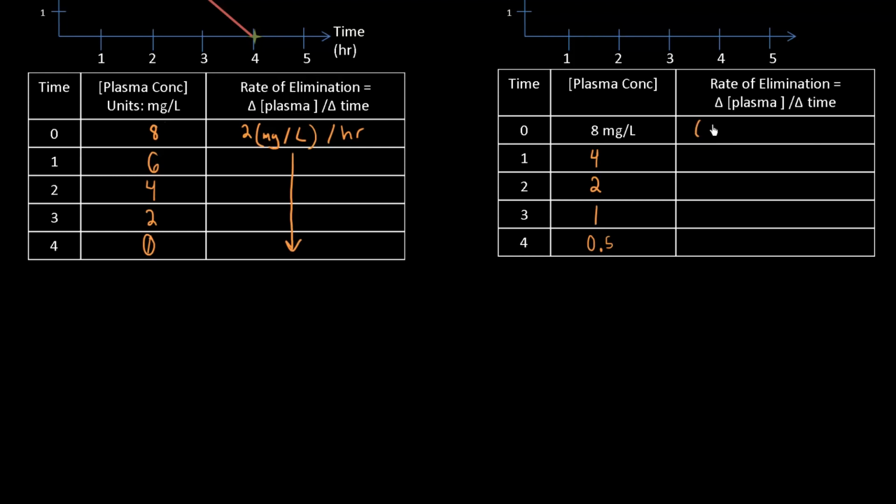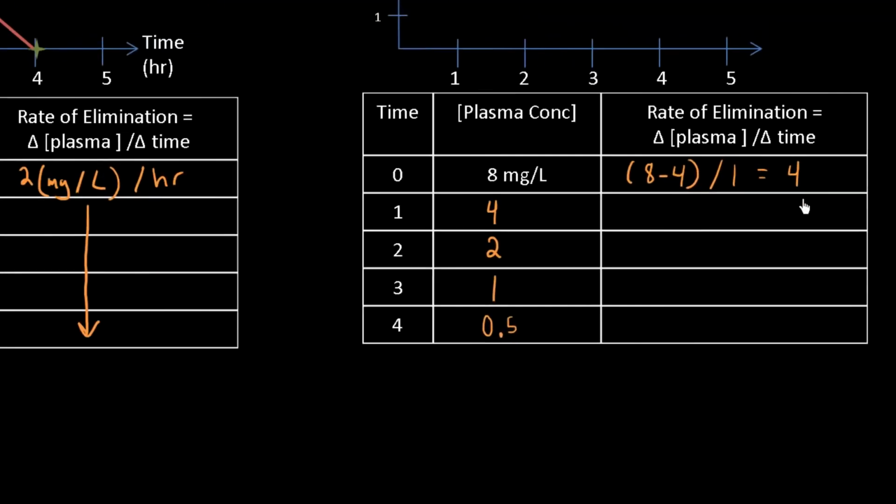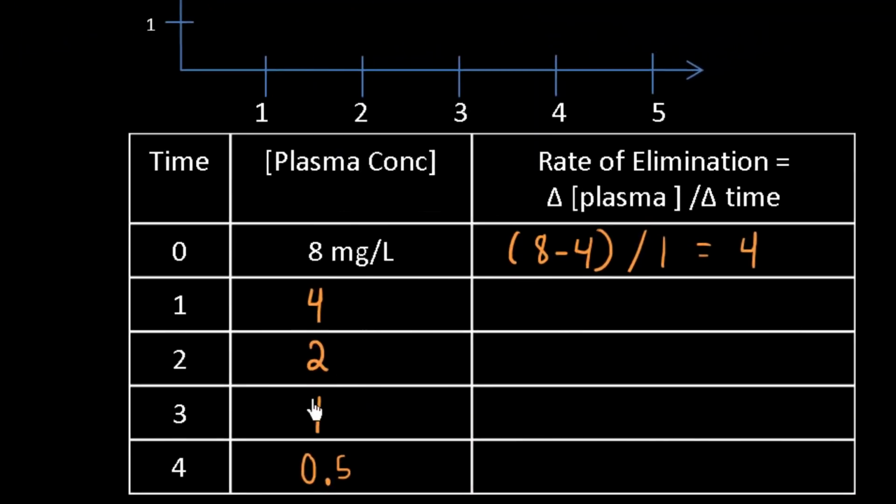So the change in plasma concentration, that's 8 milligrams per liter minus 4 milligrams per liter over 1 hour, and so that comes out to be 4. And if I do that same calculation in each place, the next in the numerator I'll have 2 over 1, and then I'll have 1 over 1, and then I'll have 0.5 over 1. So the rate of elimination is also changing here.